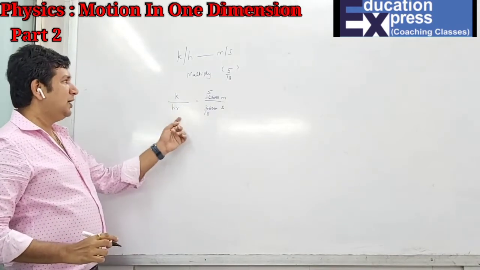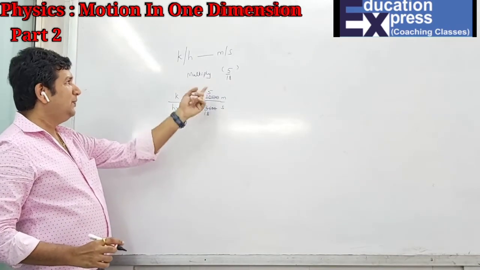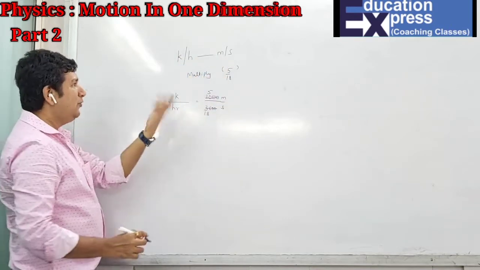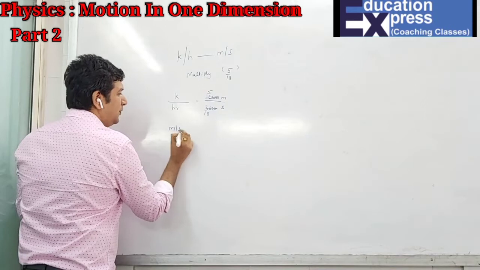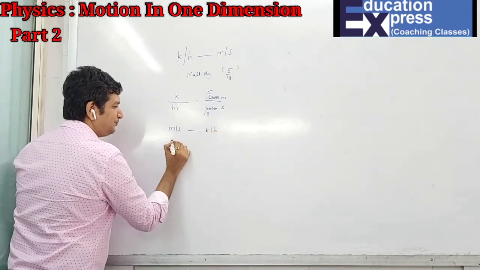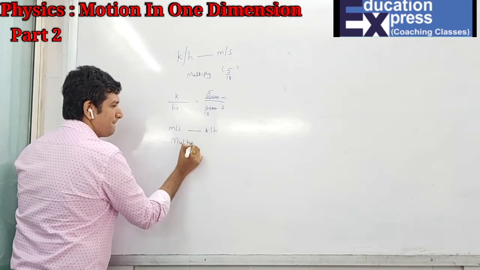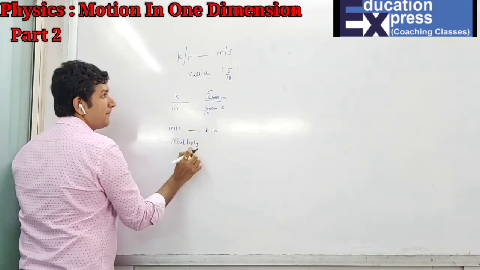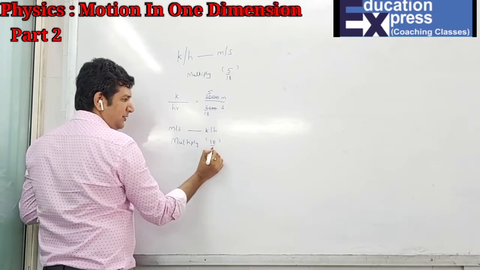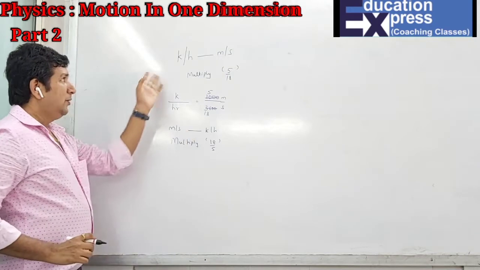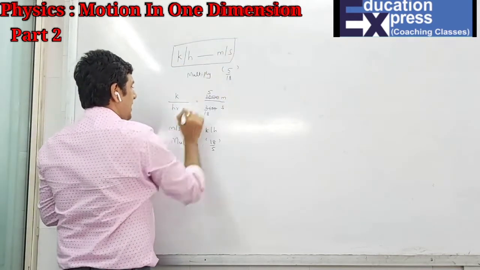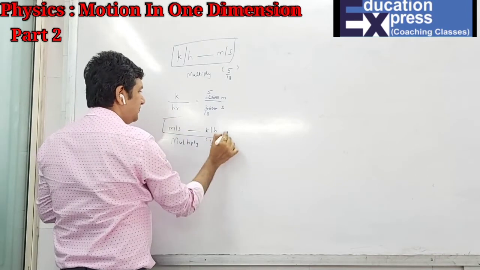That means 1 kilometer per hour is nothing but 5 upon 18 meter per second. So simply you can just multiply by 5 upon 18 to convert kilometers per hour into meter per second, and vice versa. If you want to convert meter per second into kilometers per hour, then you have to multiply by 18 upon 5. So this is the first thing, basics. Kilometers per hour to meter per second and meter per second to kilometers per hour conversion.